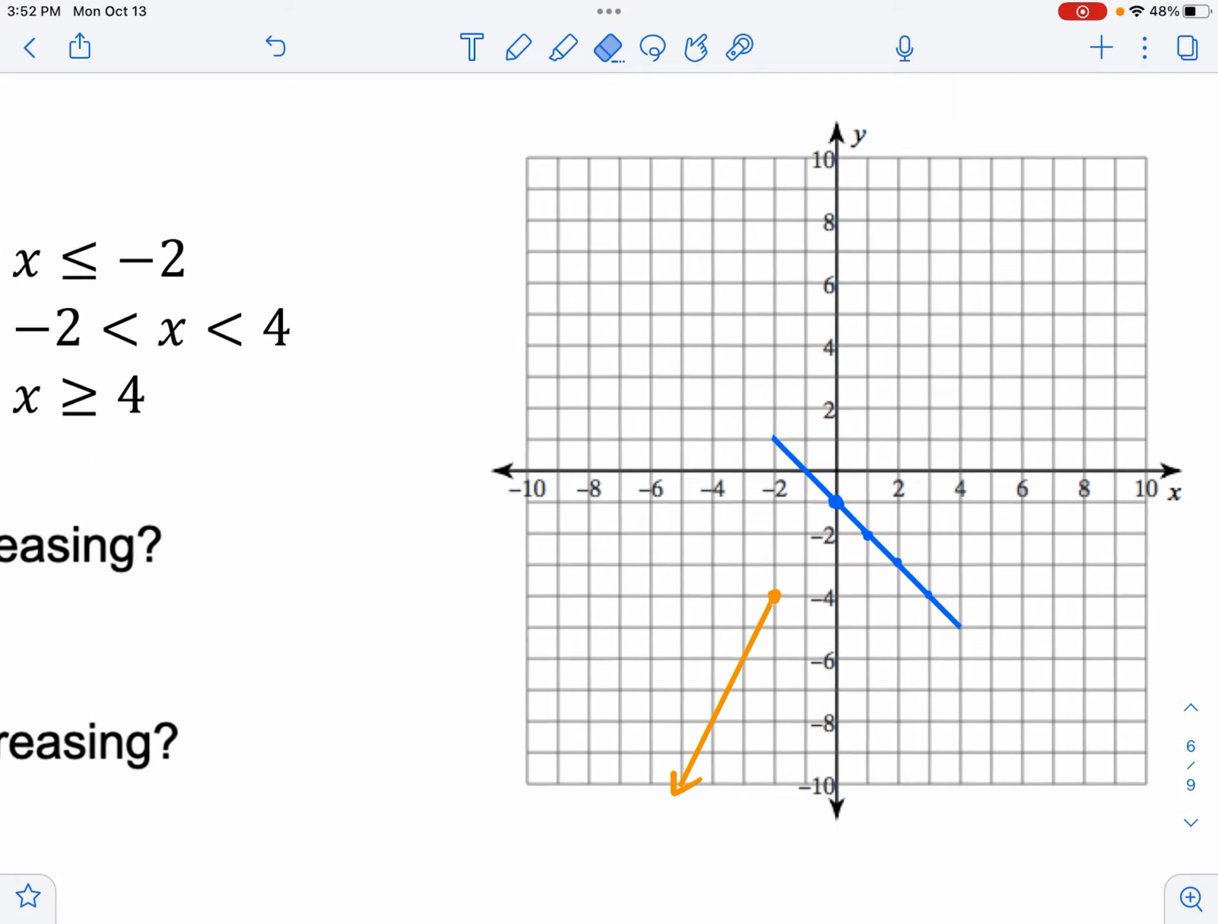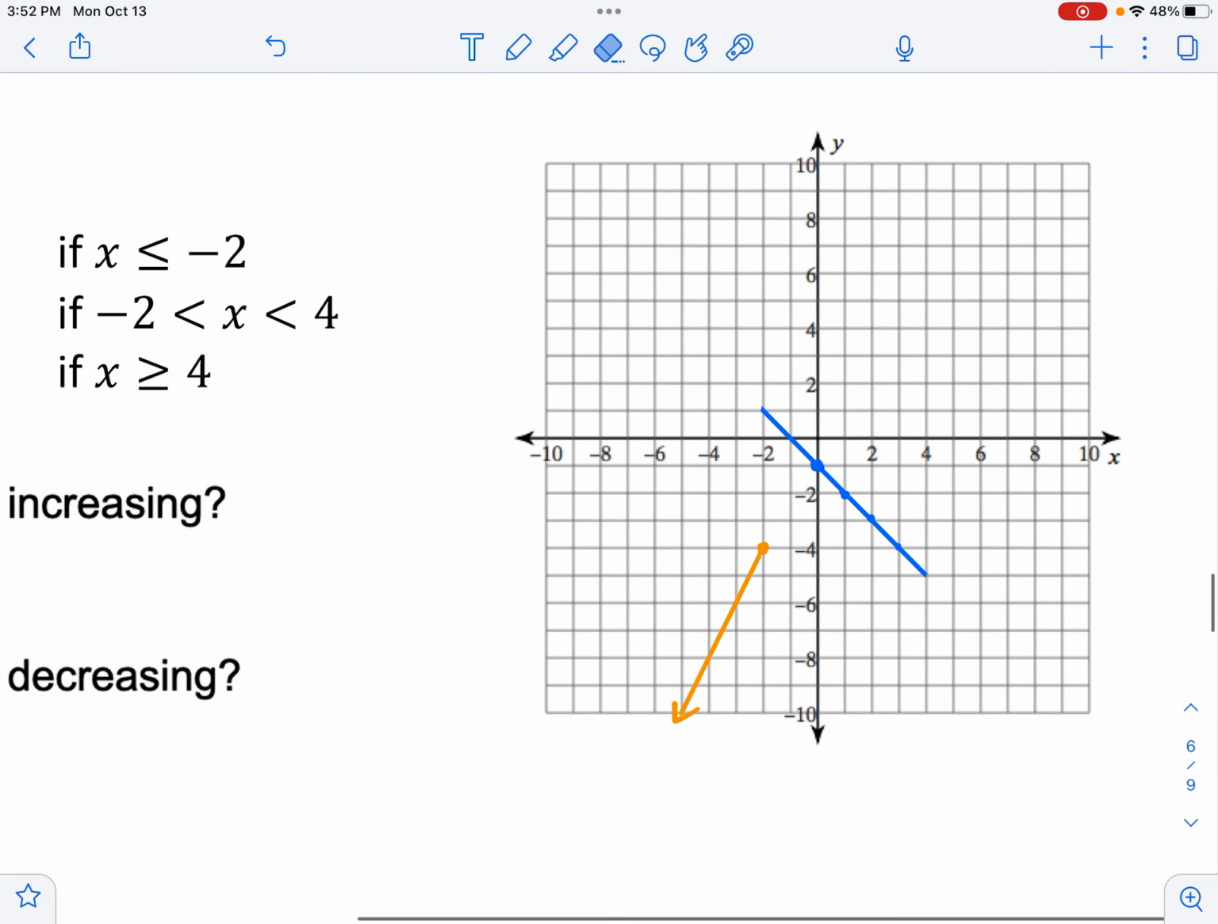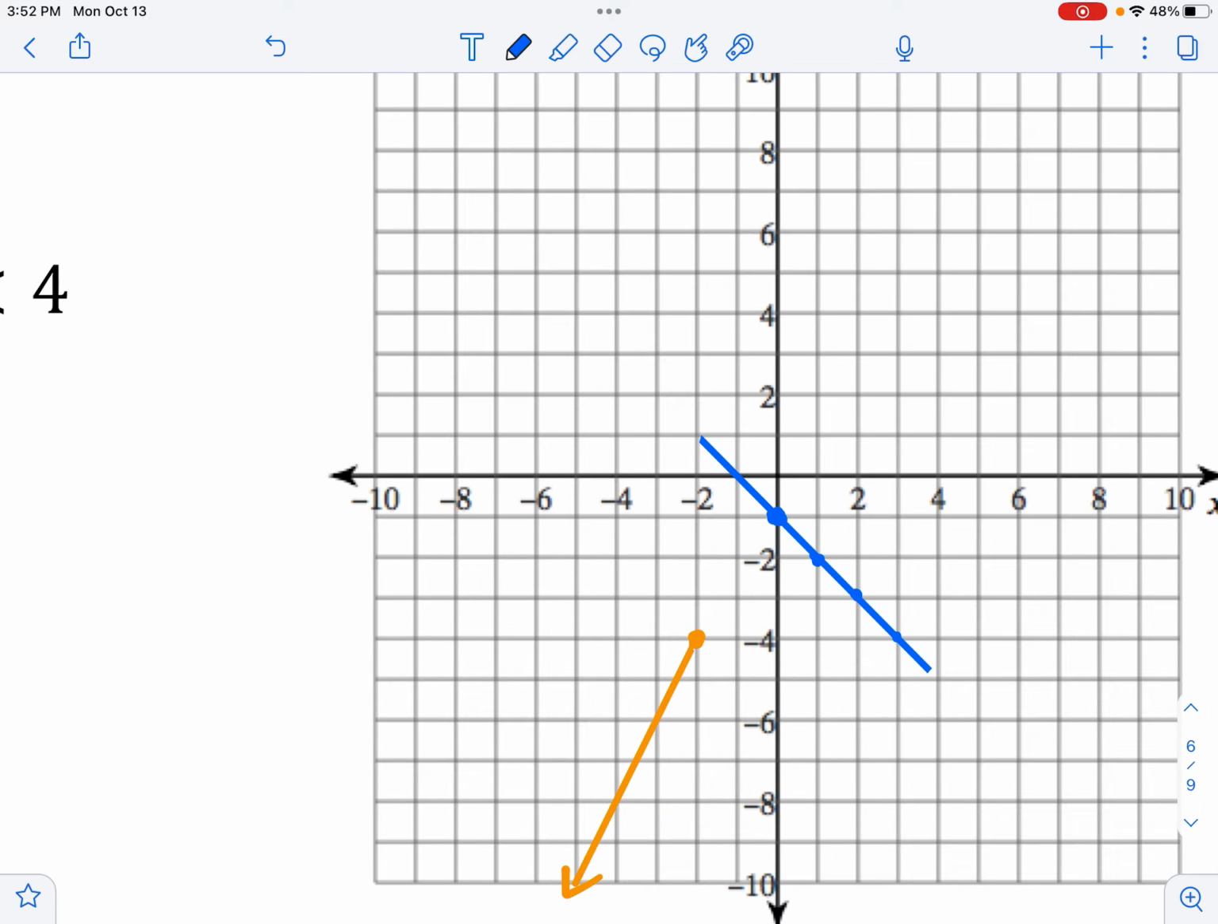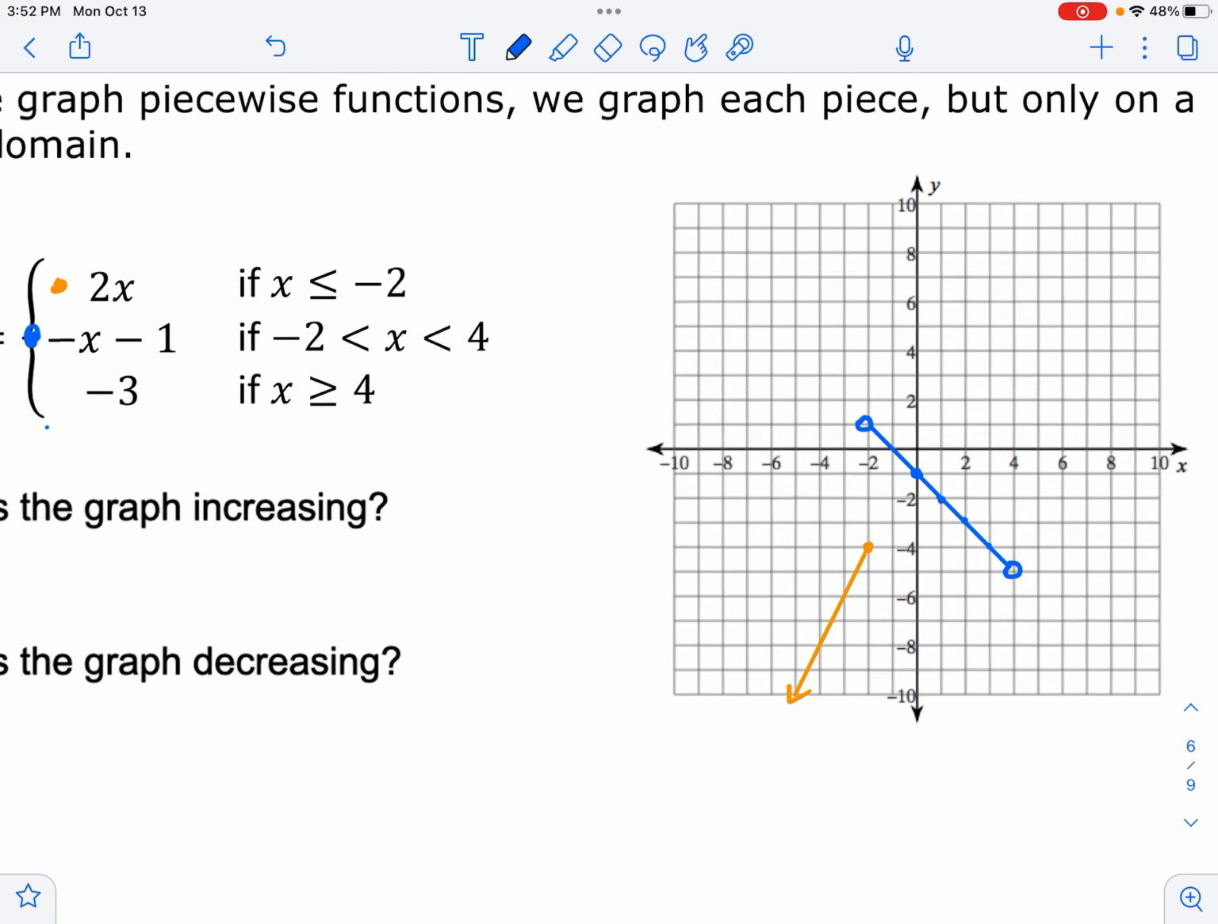Okay, now it says less than, so I think I'm gonna need some open circles on that one. So give myself a little room here. Open, open, there we go.